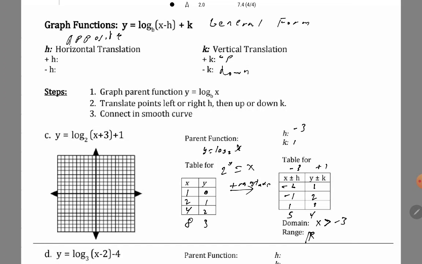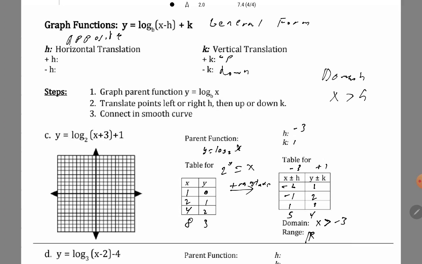Oh no, this time, no, we had y is greater than k. So since we're reversing our domain and range, we're looking at the x values, and the x values deal with h. So x is always greater than our h value. So for domain, x is greater than h. But dealing with logs.